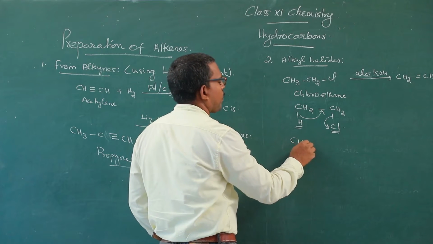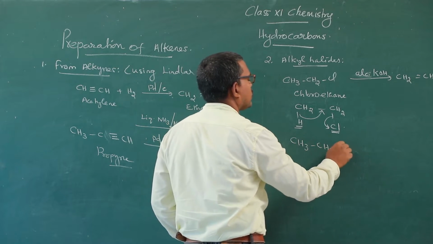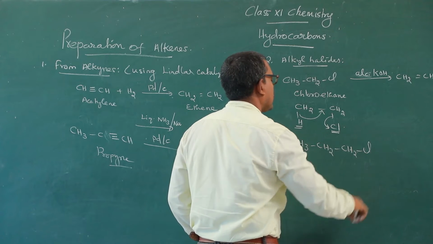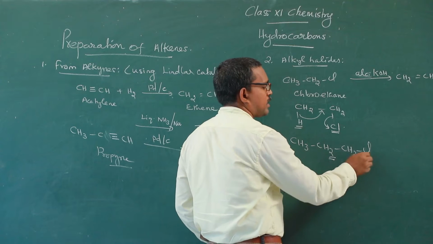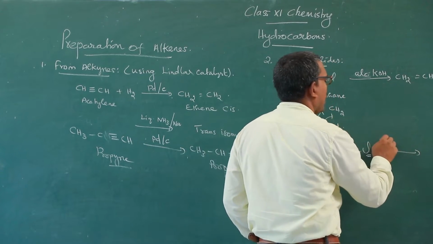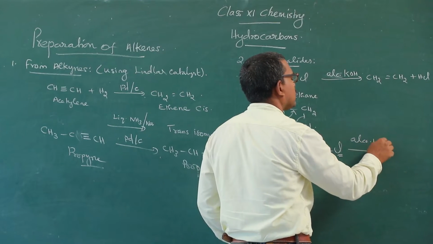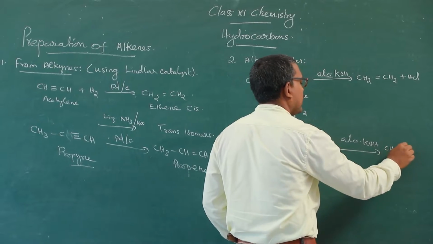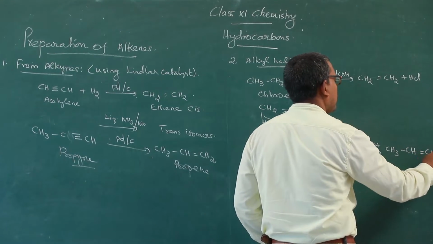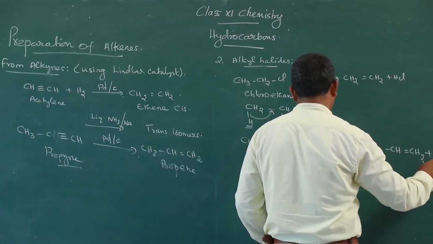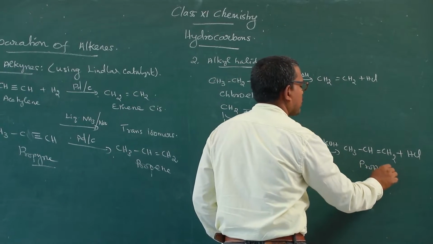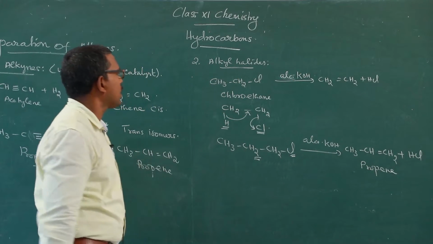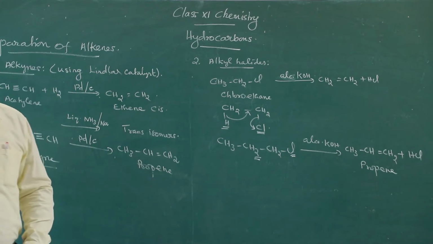And also, CH3CH2CH2Cl, n-propyl chloride. From the n-propyl chloride, one hydrogen and one chlorine are removed with alcoholic KOH, giving CH3CH=CH2 plus HCl. Propene as the product. This is the second method to prepare alkenes.